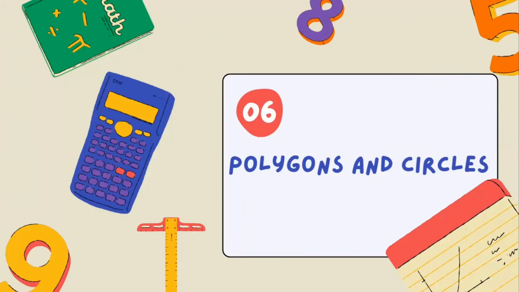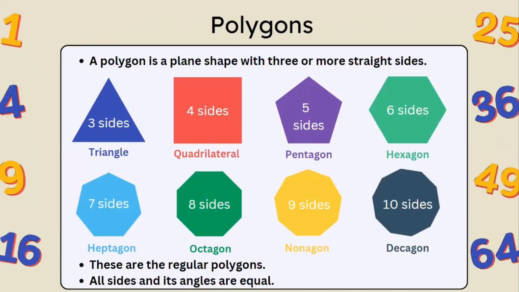Upcoming next, I'll be talking about polygons and circles. A polygon is a plane shape with 3 or more straight sides. There are triangle, quadrilateral, pentagon, hexagon, heptagon, octagon, nonagon, and decagon. Triangle has 3 sides. Quadrilateral has 4 sides. Pentagon has 5 sides. Hexagon has 6 sides. Heptagon has 7 sides. Octagon has 8 sides. Nonagon has 9 sides. And decagon has 10 sides. These are the regular polygons. All sides and its angles are equal.